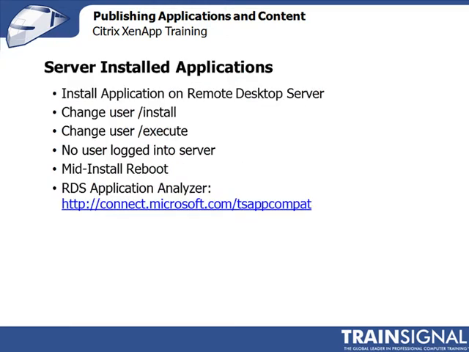Now, what about server installed applications? Installing applications onto a XenApp server is not the same as installing applications onto a regular Windows 2008 R2 server. On a Windows 2008 R2 server, you would just take the executable of an application, double-click on it, and run it. Take Office, for example. You can run Office simply by putting in the CD, double-clicking the autorun, and going through the installation. Well, it's not the same with RDS.